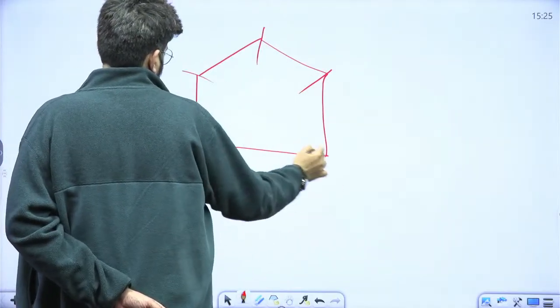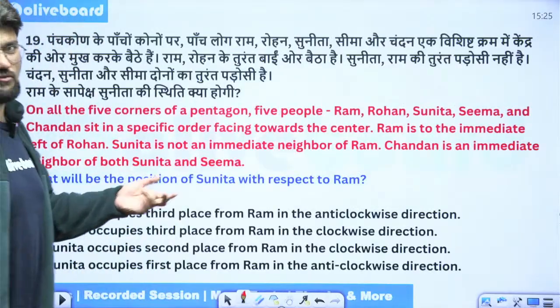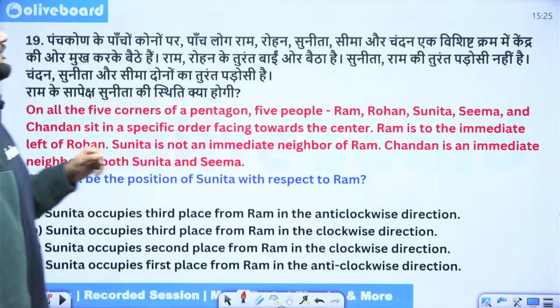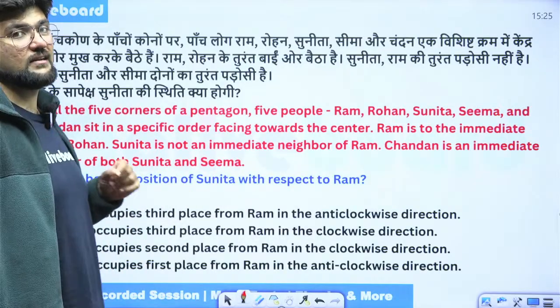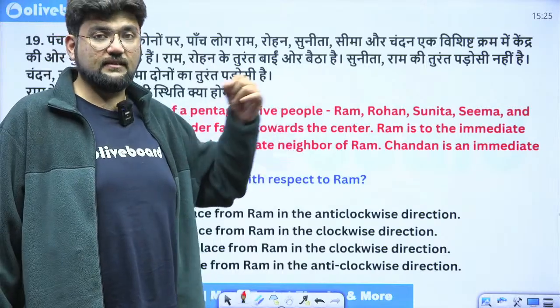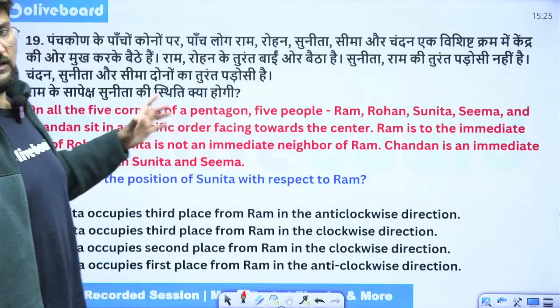Only on the corners. See, if it's only on the corners, you could have solved it with a circle also, not a problem. 5 people sitting in a circle, same thing, right? But if it is talking about centers and sides both, and if it is specifying somebody sitting at the center, somebody sitting in the sides, at the corner, then you will have to form it with a polygon.